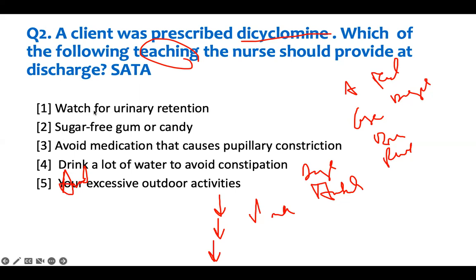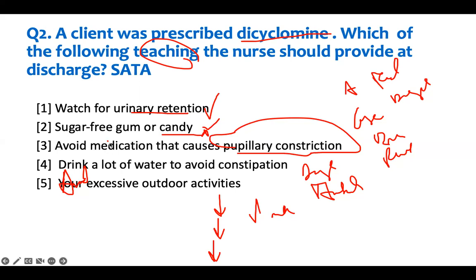So let's look at it. Watch for urinary retention. Yeah, we talked about it. Sugar-free gum and candy. Why do you need sugar-free gum and candy? Yeah, because you cannot salivate, so it makes you salivate. Avoid medication that causes pupillary constriction. Remember, I told you anticholinergics cause pupillary dilation. So we want to constrict them so that they can avoid the injury from the anticholinergic.